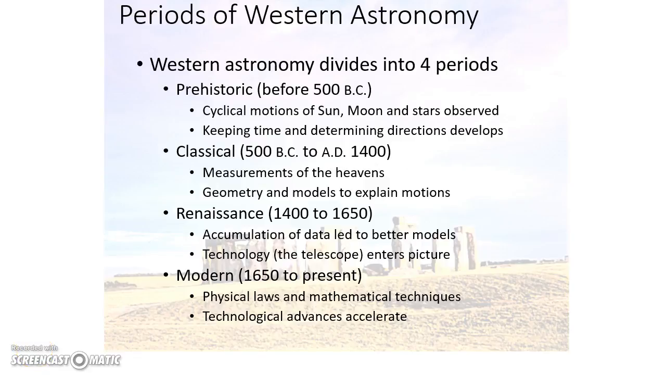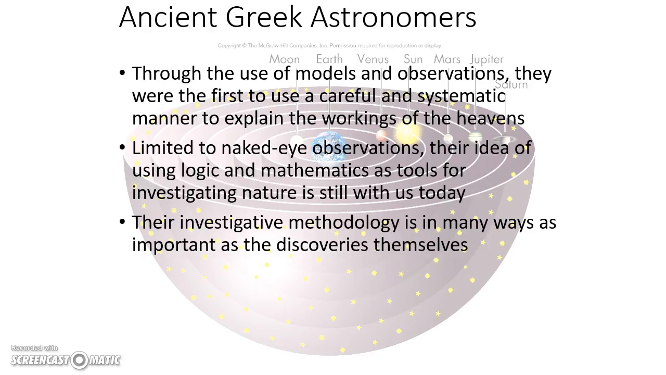Western astronomy divides into four periods: prehistoric, before 500 BC; classical, 500 BC to AD 1400; Renaissance, 1400 to 1650; and modern, 1650 to present. Ancient Greek astronomers, through the use of models and observations, were the first to use a careful and systematic manner to explain the workings of the heavens. Limited to naked eye observations, their idea of using logic and mathematics as tools for investigating nature is still with us today. Their investigative methodology is in many ways as important as the discoveries themselves.